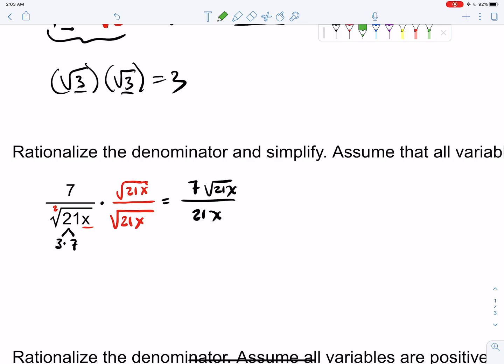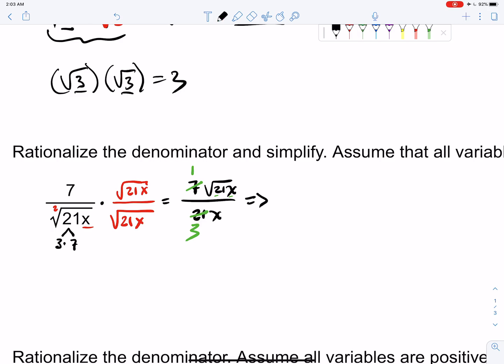And this 21 and x are on the outside. They're not in a radical, so do not try to reduce them with the 21 and x. Those are not like factors. However, I do have a common factor of 7. 7 goes into 7 once, and 7 goes into 21 3 times, right? There was a common 7, and we just simplified it or reduced it out.